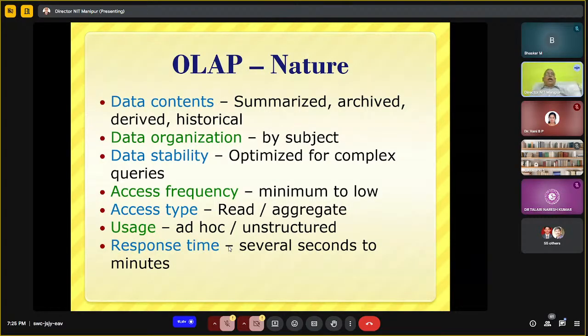Then type of access is read-only access or summary, aggregate access. There is no record-by-record access; only summaries are accessed. That's why the type is always read-only, no writing, no changing of the history. So write operation is not allowed. Then usage-wise, it is very structured data and quite ad hoc in nature. Response time-wise, it may take several seconds to minutes to process this data, but it gives accurate information. That's why, nature-wise, OLAP systems behave very differently from traditional transaction systems.